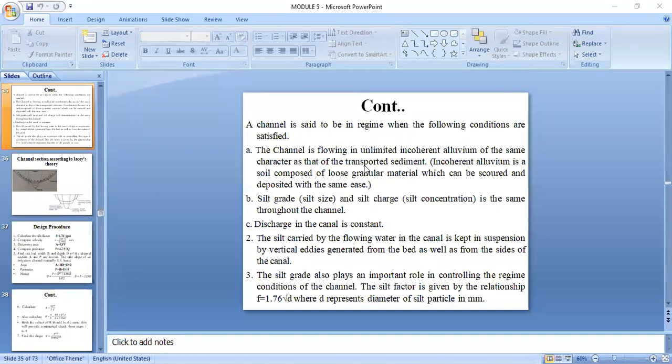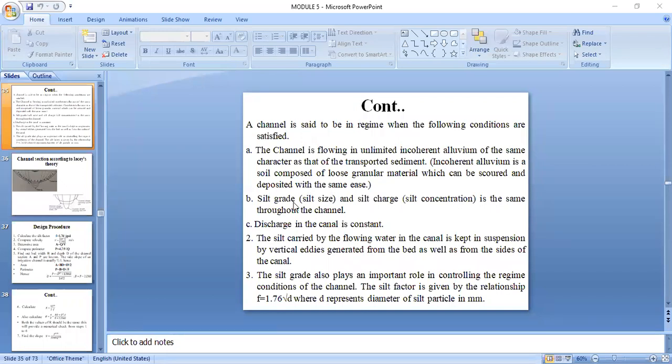That means whatever scouring or silting takes place, the grade of the sediments which flow in the channel is the same. That is, it will be alluvial only. So incoherent alluvium is a soil composed of loose granular material which can be scoured and deposited with the same ease, that means with the same velocity.